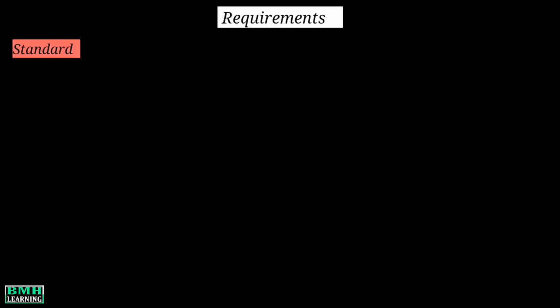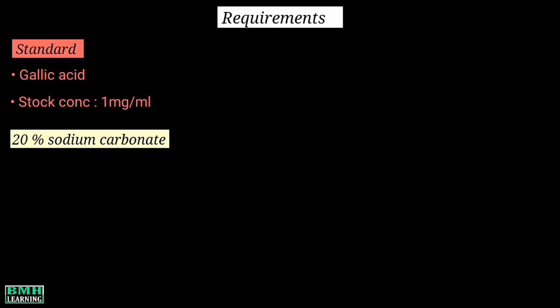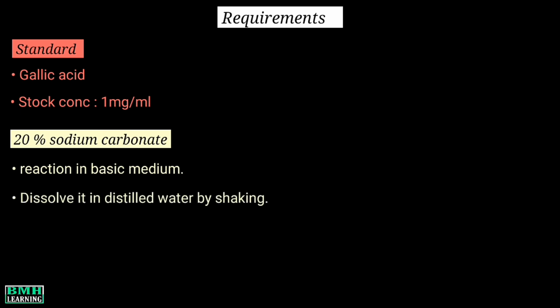Requirements: standard gallic acid, stock concentration 1 mg per ml. You can make 10 ml or 100 ml by dissolving gallic acid in distilled water according to the experimental need. Second thing we need is 20% sodium carbonate. It's because the reaction is carried out in basic medium. Dissolve sodium carbonate in distilled water by shaking the container. In case it's not dissolved, give it a little heat.